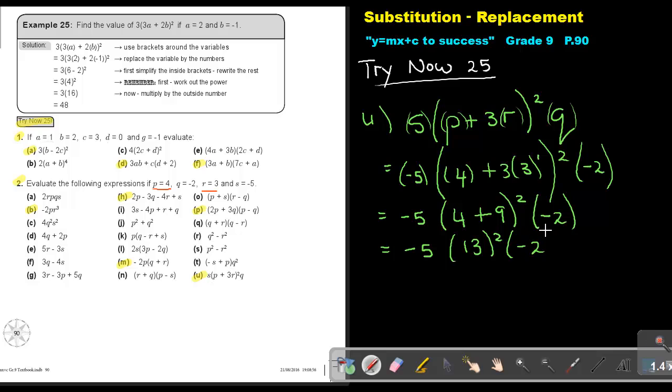And I'm going to square. And remember, you cannot have a power. So you have to first do this. Just rewrite the rest. So it's negative 5, and now you're going to say 13 times 13 is 169, and it's negative 2. And now there are no powers anymore. You can say negative times a negative. There's 2, so it's an even number, so it will be positive. Then you just say 5 times 169 times 2. That's going to give you 1690. You do not have to write this. You can just write 1690.